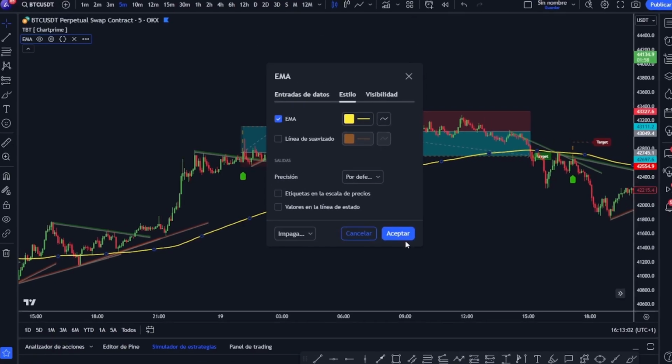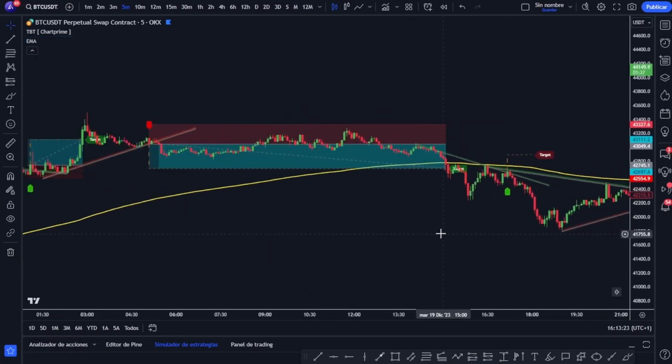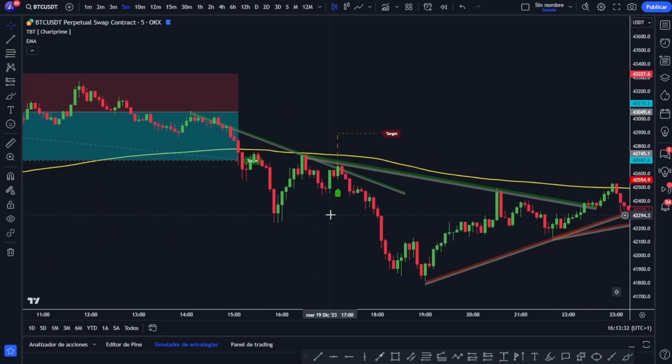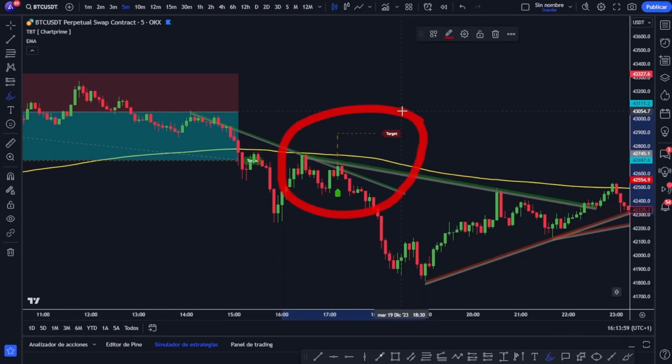clearly visible. By placing the 200 period exponential moving average, this will allow us to better filter false signals, since if the price is above the average, we'll only look for long entries, and in this specific case, when it's below the average, we'll only look for shorts, so this entry here would be completely discarded.